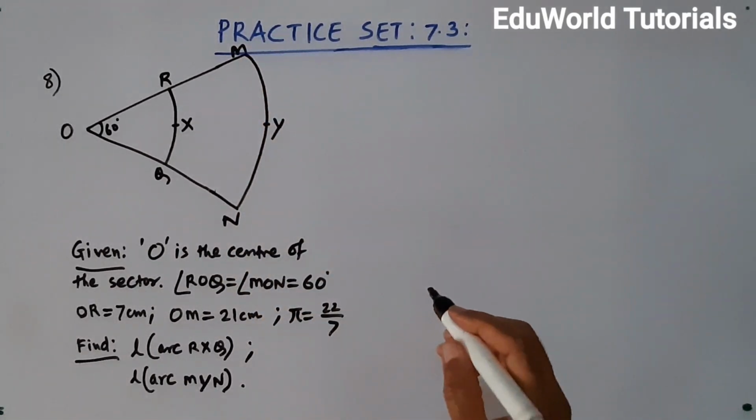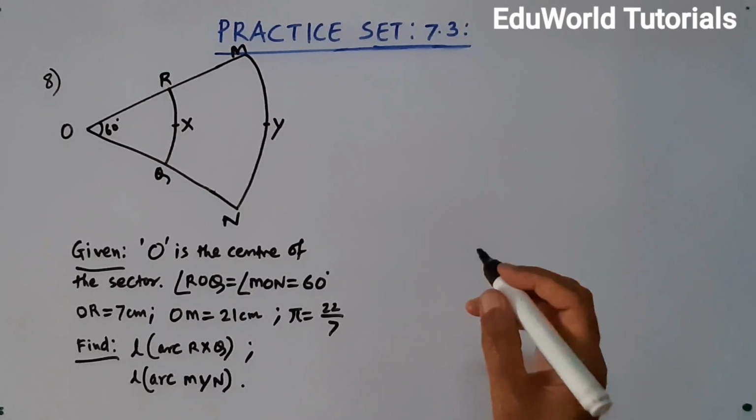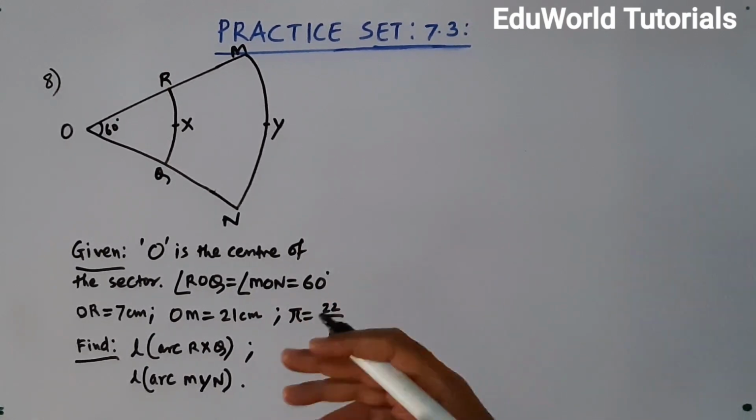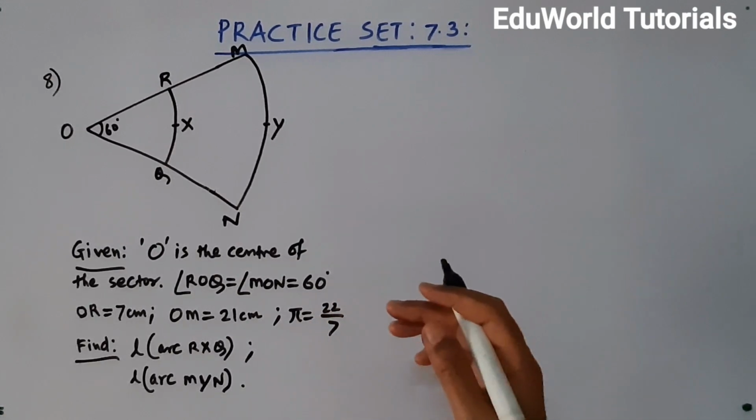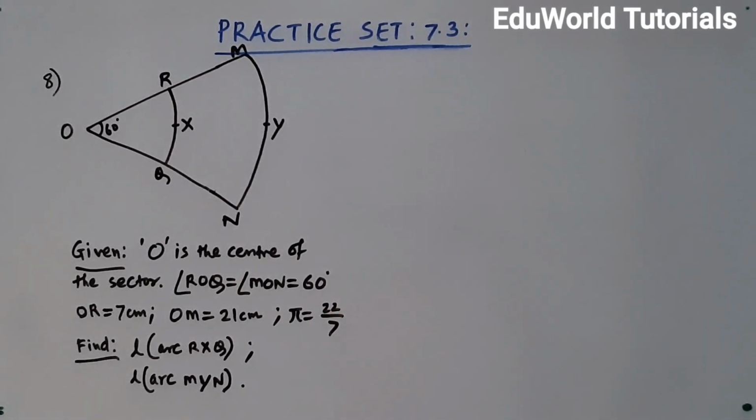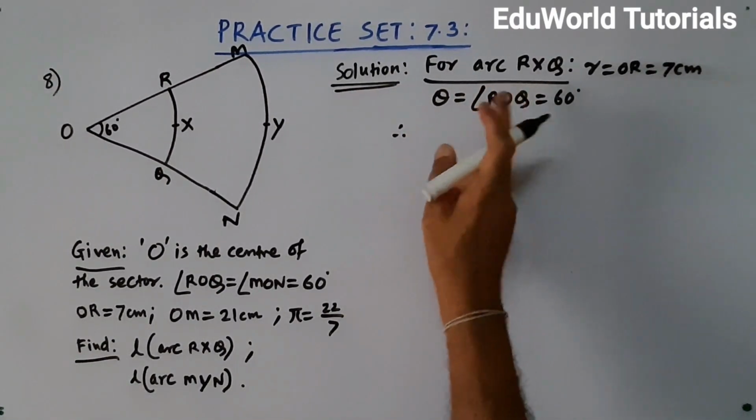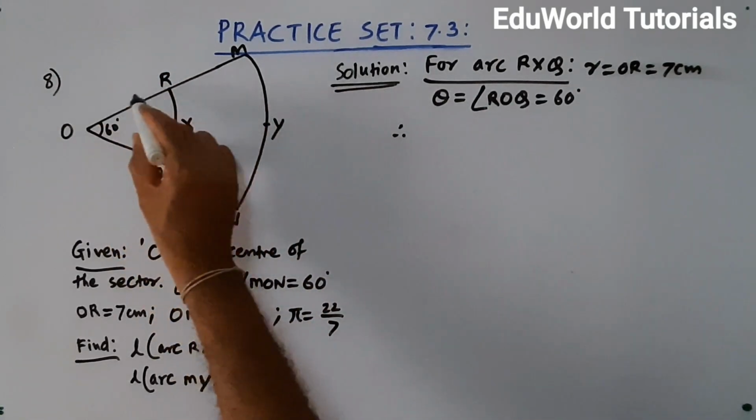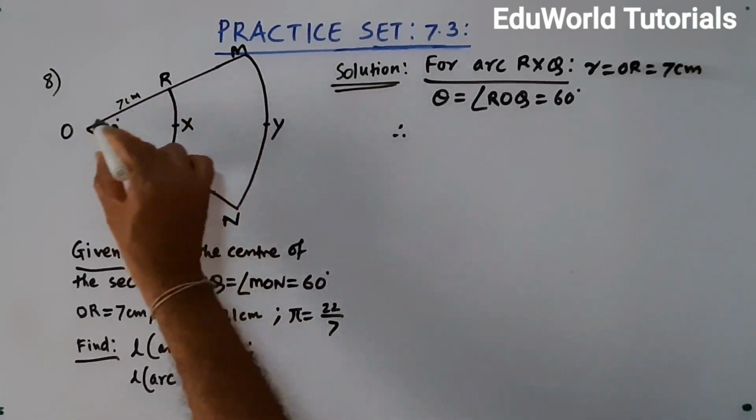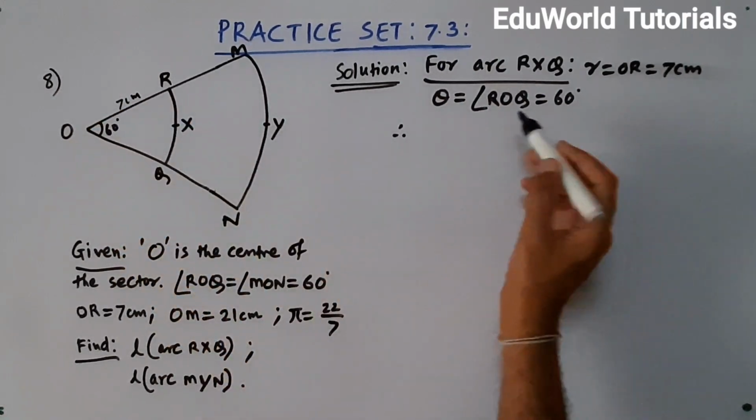Understand? So these are the examples of the sums, how they slowly add up little modification and create a little difficult sum. So we will solve this sum now. We will write the solution for this. So in the solution, what we will write? For arc RXQ, for this arc RXQ, we have radius OR, which is 7 centimeter, and theta is the central angle ROQ.